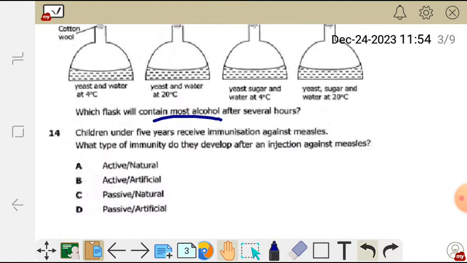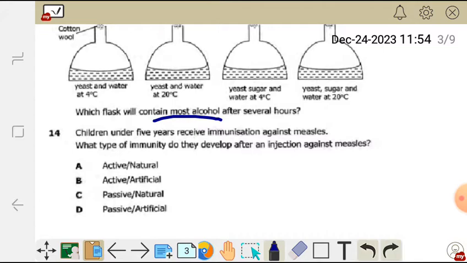Question 14. Children under 5 years receive immunization against measles. What type of immunity do they develop after an injection against measles? A, active natural, B, active artificial, C, passive and natural, D, passive and artificial.